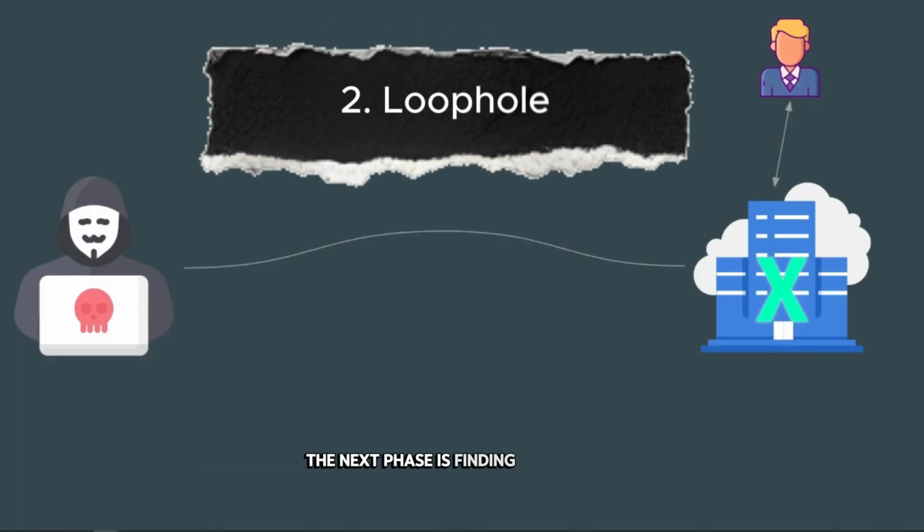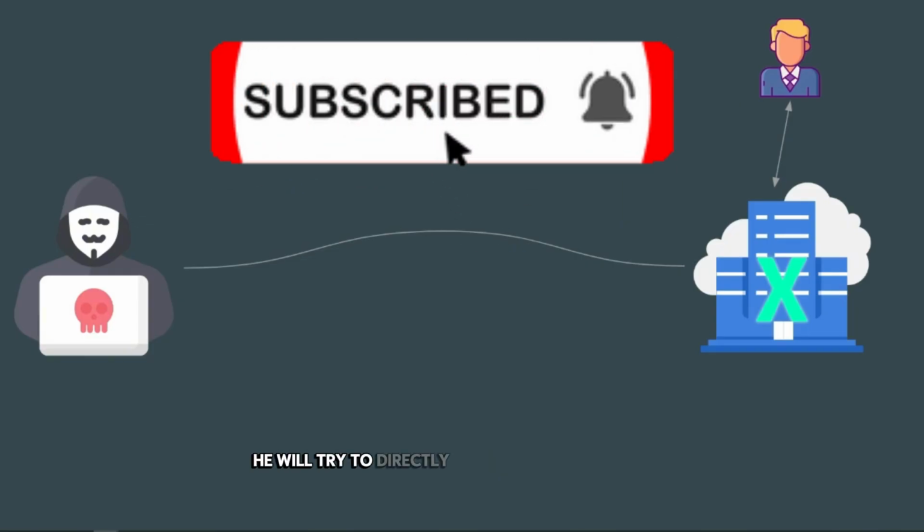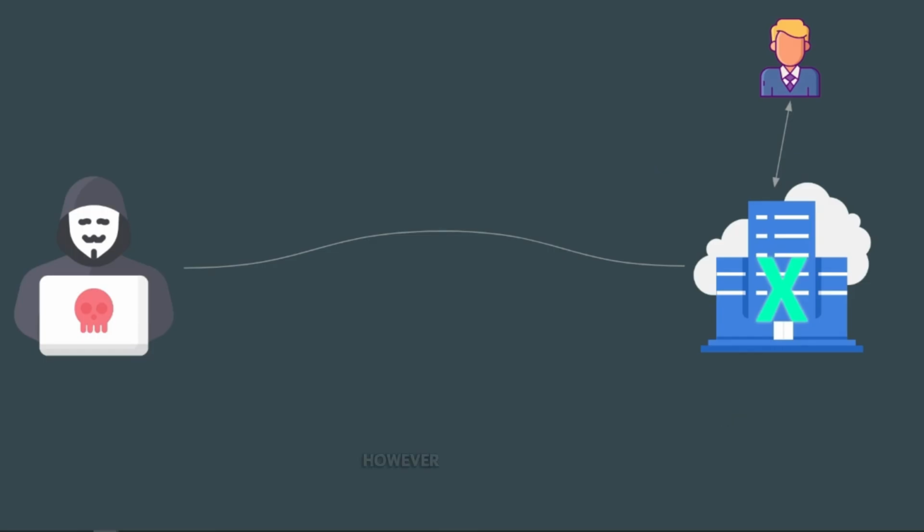The next phase is finding a loophole. After the hacker has all the information, he will try to directly hack an employee's email, their computers or servers. However, in many cases, this will not work for him, so he will move on to the next phase.